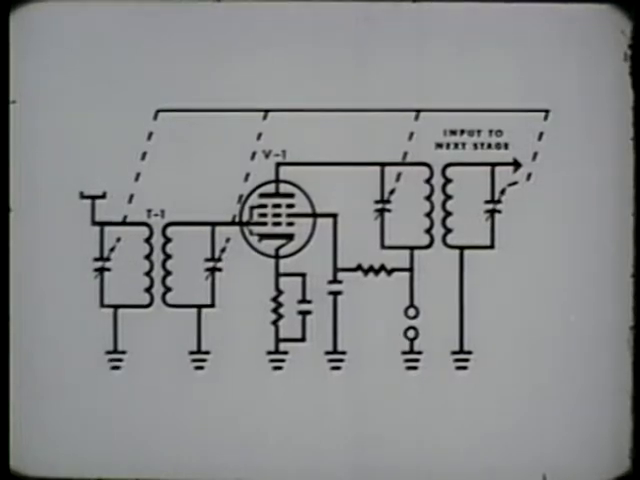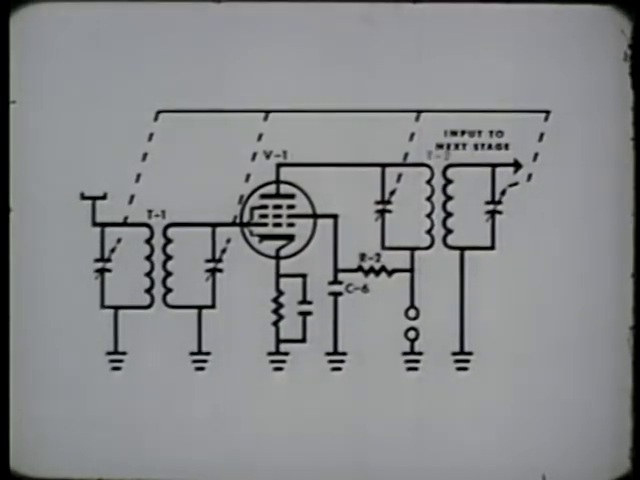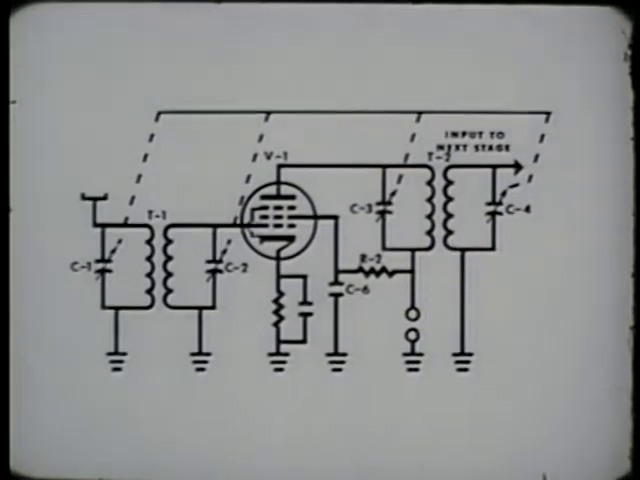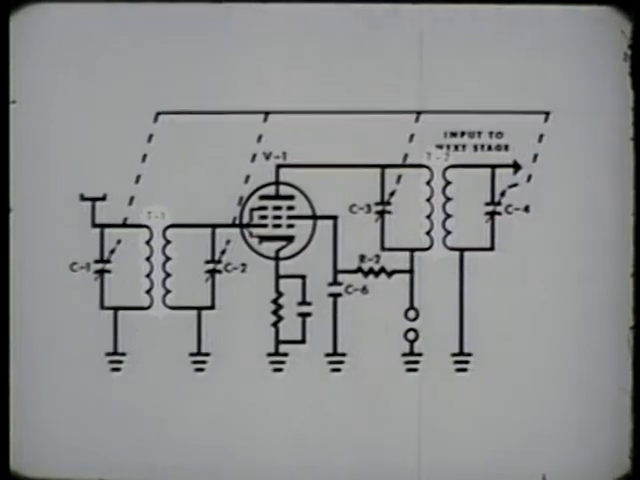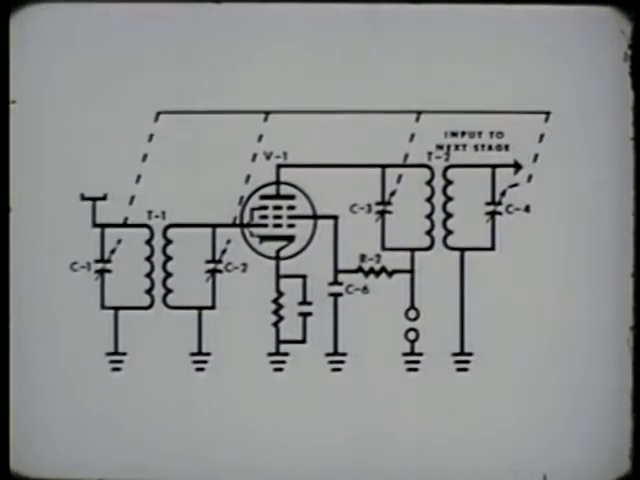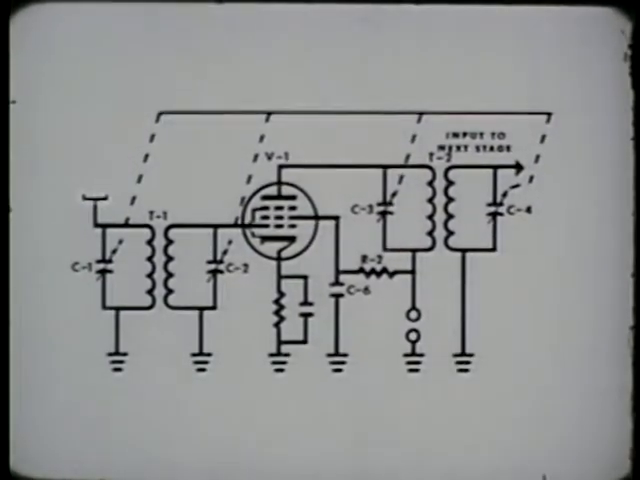The screen voltage is applied through resistor R2, which drops enough voltage to supply the correct amount to the screen. Bypass capacitor C6 bypasses any variations in the screen current. The plate voltage is applied through the primary of T2. Ganged tuning capacitors C1, C2, C3, and C4 make resonant circuits of T1 and T2. All these circuits may be resonant at the same frequency or at different frequencies. A pentode tube is used in this circuit to give maximum gain to the signal voltage, which arrives at the antenna in the microvolt range.